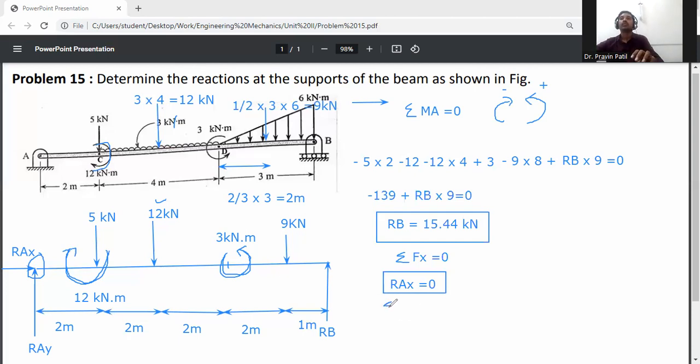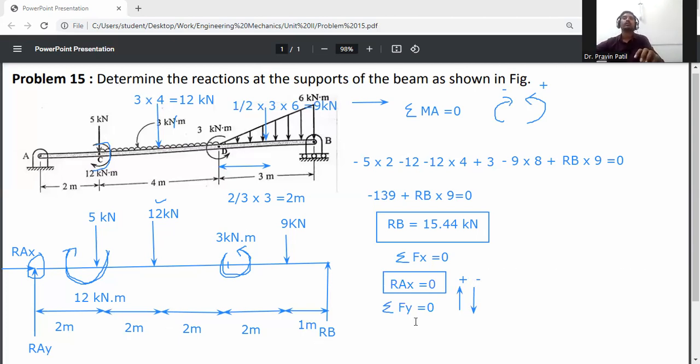Okay. So now apply the third equilibrium equation, that is summation Fy is equal to 0. Summation of Fy is equal to 0. Taking positive, the direction of force that is upward will be positive, and the direction of force that is downward will be taken negative.